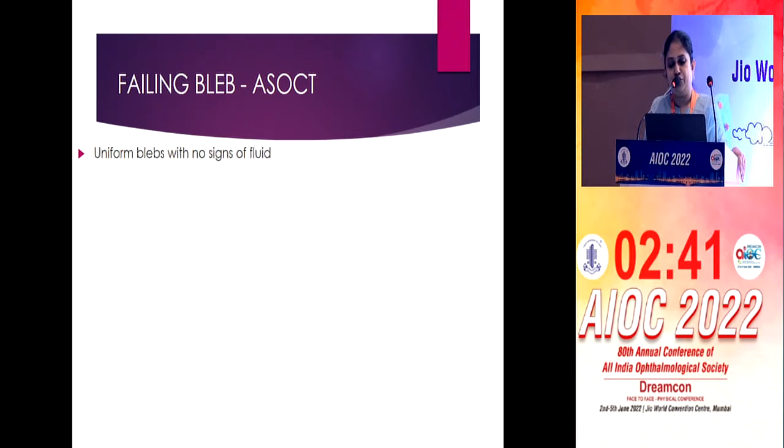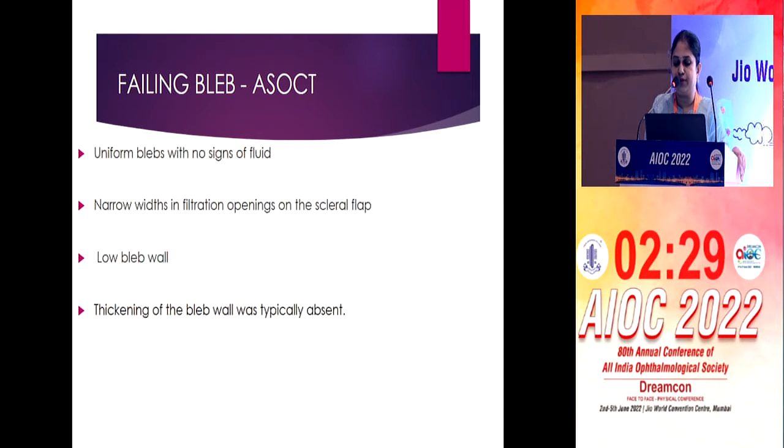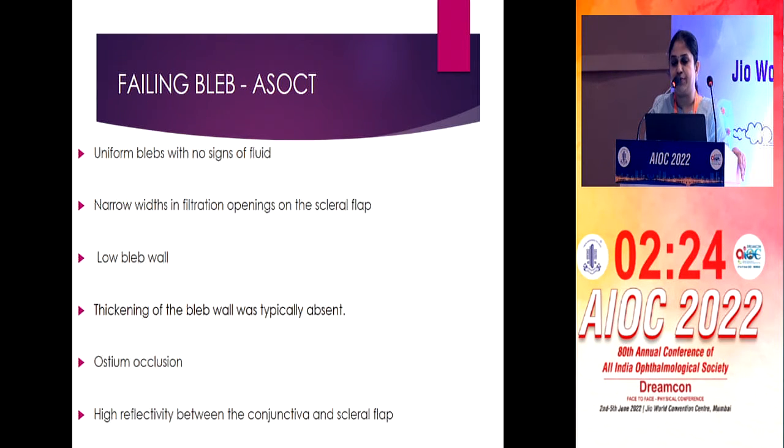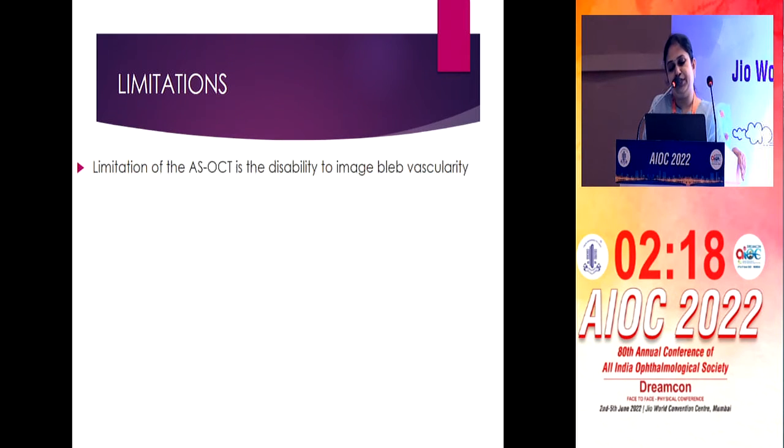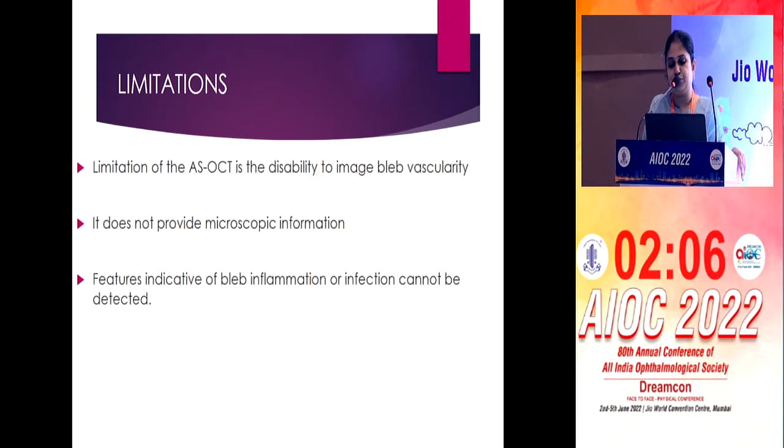Uniform blebs with no signs of fluid were found to be associated with a higher intraocular pressure, especially during the early postoperative period. Narrow widths and filtration openings on the scleral flap, low bleb wall thickening which was typically absent, ostium occlusion, and high reflectivity between the conjunctiva and the scleral flap were features of a failing bleb on ASOCT. ASOCT had a few limitations, such as the inability to image bleb vascularity, and it does not provide microscopic information such as epithelial stromal microcysts as seen in confocal microscopy. And features indicative of bleb inflammation or infection could not be detected by this modality.